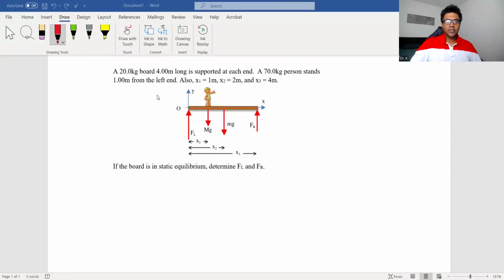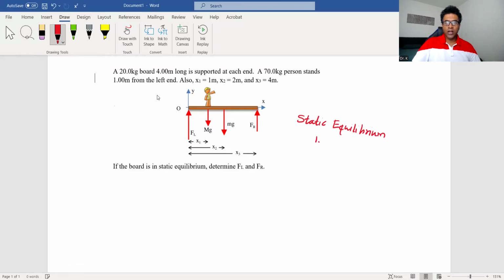Hello there. So let's go ahead and do this problem. This is a problem related to stability of beams, or systems in static equilibrium. It's called static equilibrium. If a system or an object is in static equilibrium, there are two conditions that the system is going to satisfy.